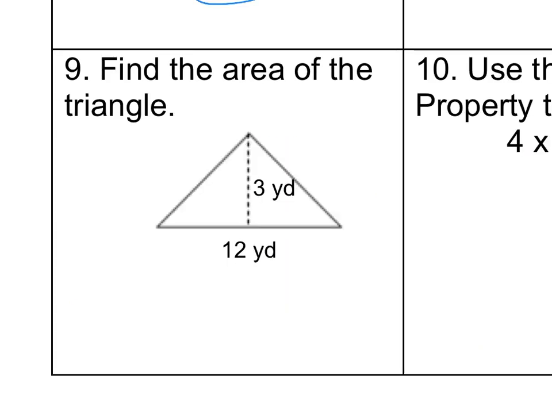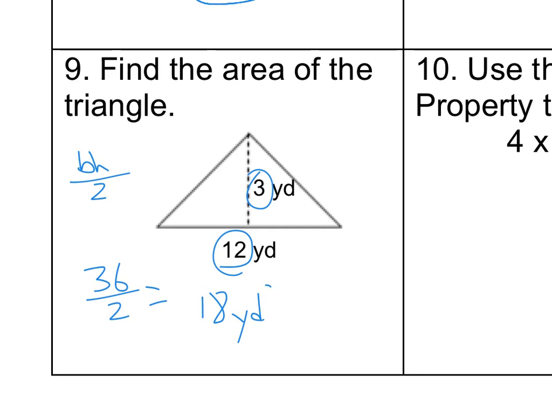And the good news here is we just have one triangle, and we're just going to be doing base times height divided by 2. And so we have 3 as our height, 12 as our base, which is going to give us 36 divided by 2, which is going to be 18 square yards.